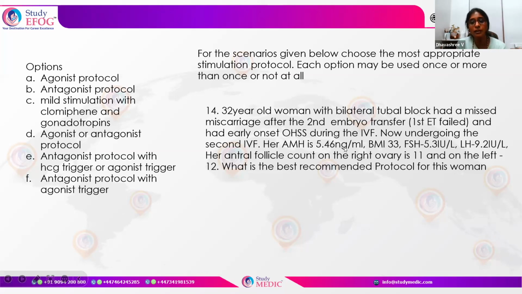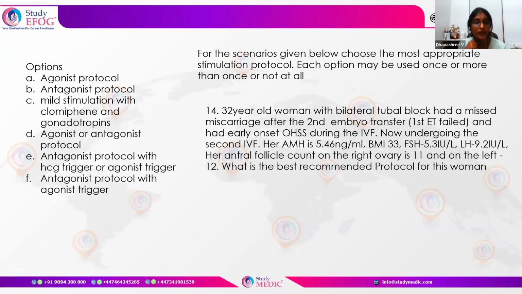Her AMH is 5.46 nanograms per ml, which means she is a high responder. Her BMI is 33 and FSH is normal, LH is normal. Her antral follicle count on the right is 11 and on the left is 12, which put together is 23, which is a high responder. So for a high responder, what is the stimulation protocol that should be used? Yes, it is antagonist protocol. But what is she at risk of? She is at risk of OHSS.